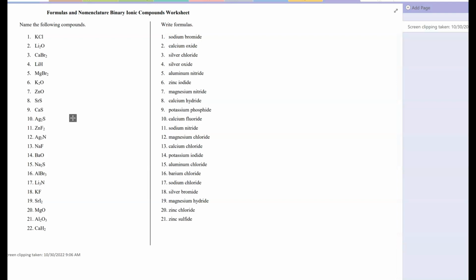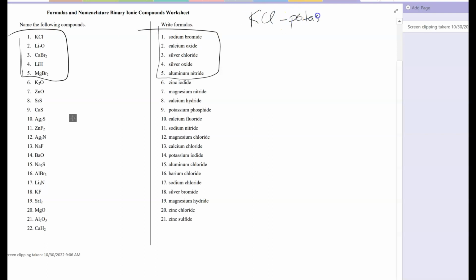Okay, now let's do some examples of how we go about naming them and writing the formula. So we're going to just start with this 5, and this is all we're going to do right now together. This 5 here, and then this 5 there. So let's start with the naming part. KCl. So you look at the periodic table, you know K is potassium. And then you know that chlorine is going to become chloride. So that's just potassium chloride.